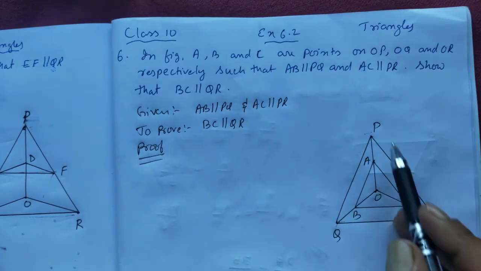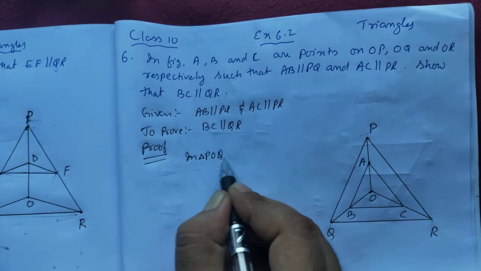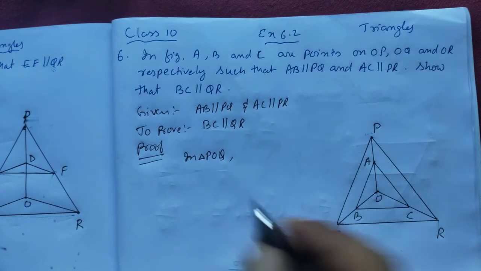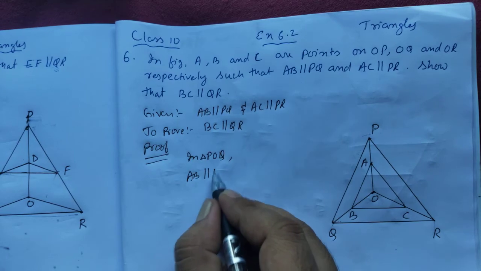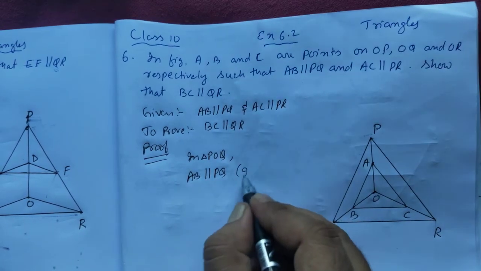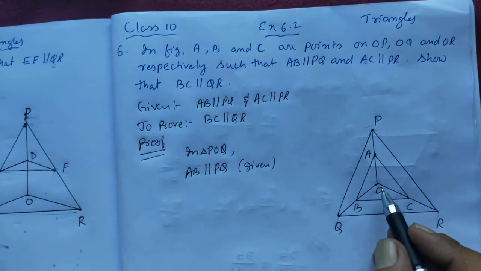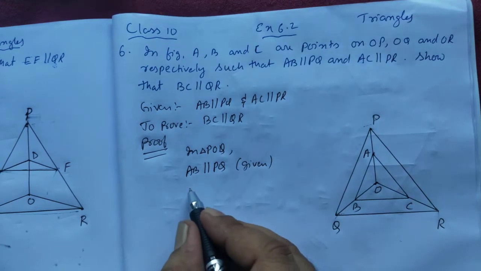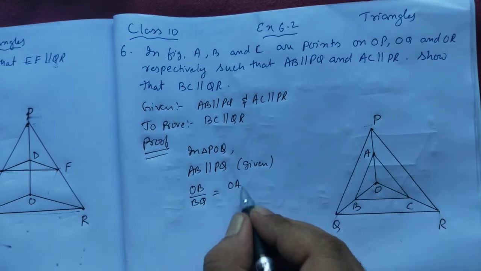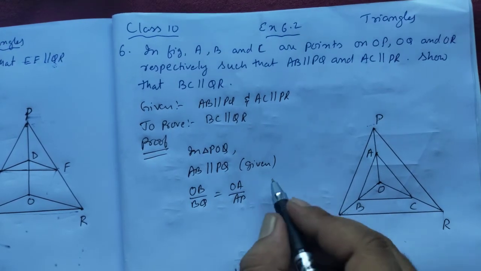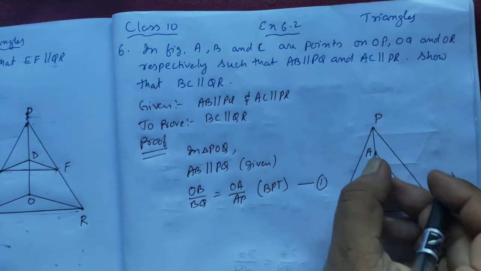Now proof. First, take this triangle. In triangle POQ, AB is parallel to PQ. It's given. So if this line is parallel, I can take the ratio OB by BQ equal to OA by AP. Reason is BPT. I'm taking this by this equal to this by this.